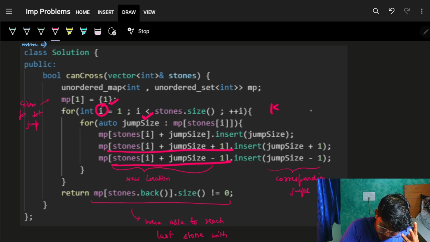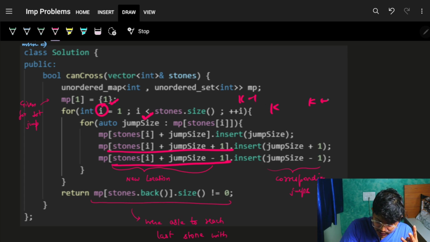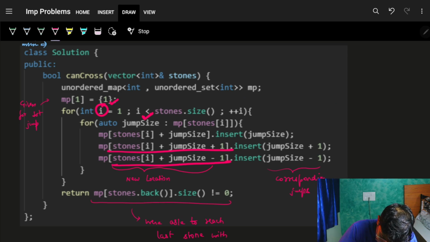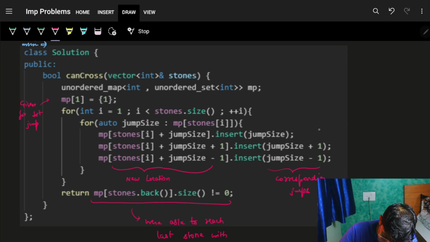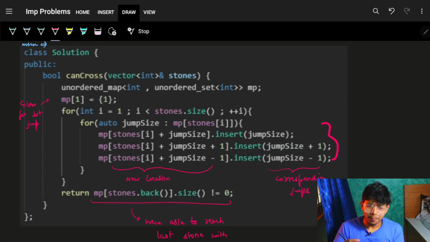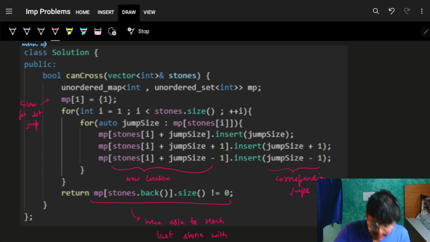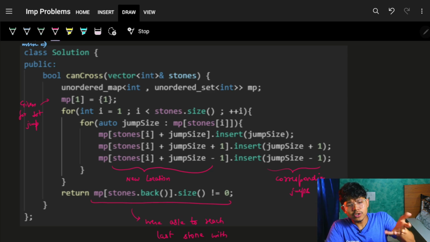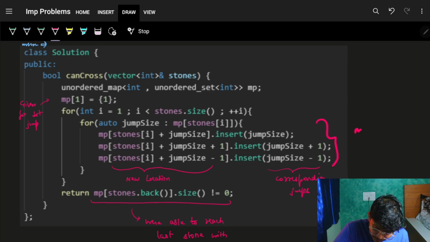It is k plus 1, k minus 1 and k. Now the same I will do. I'll keep on inserting, and that is actually the memorization happening. Because I just wanted to store some values, and I'm using my map.